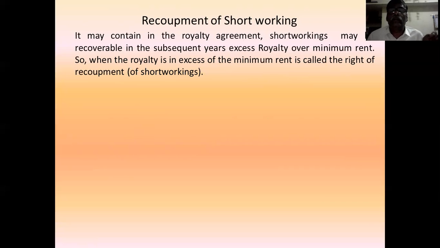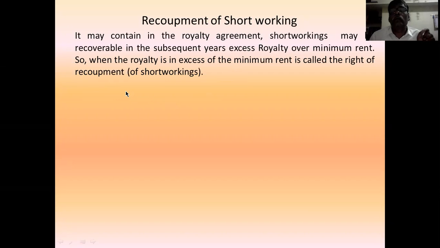Right of recoupment means you have the right to recover only when there is an excess of royalty over the minimum rent. Excess royalty is there, so there is a right to recovery. The previous year's short working can be recovered only when there is an excess of royalty over the minimum rent. This is called recoupment of short working.